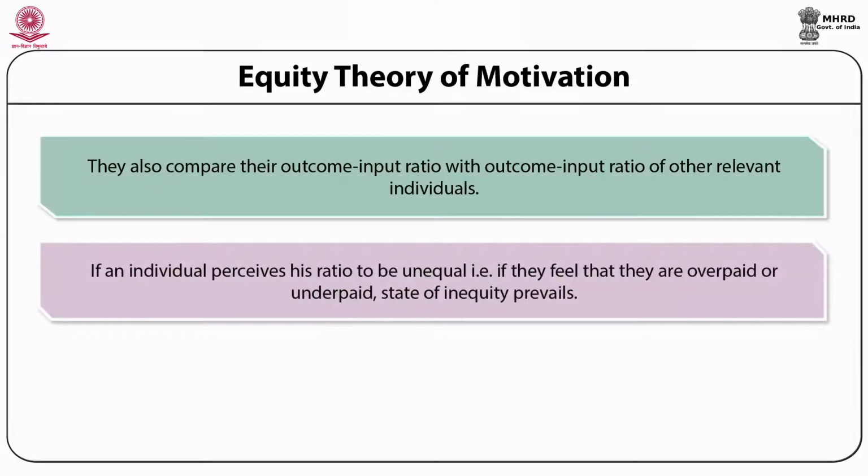If individuals perceive that their outcome input ratio is equal to the outcome input ratio of others, that is, if they feel that they are getting a salary equal to the others, in that case, a state of equity will prevail. But if an individual perceives that his ratio of outcome to input is unequal, that is, if the employee feels that he is overpaid or underpaid, in that case, a state of inequity will prevail.